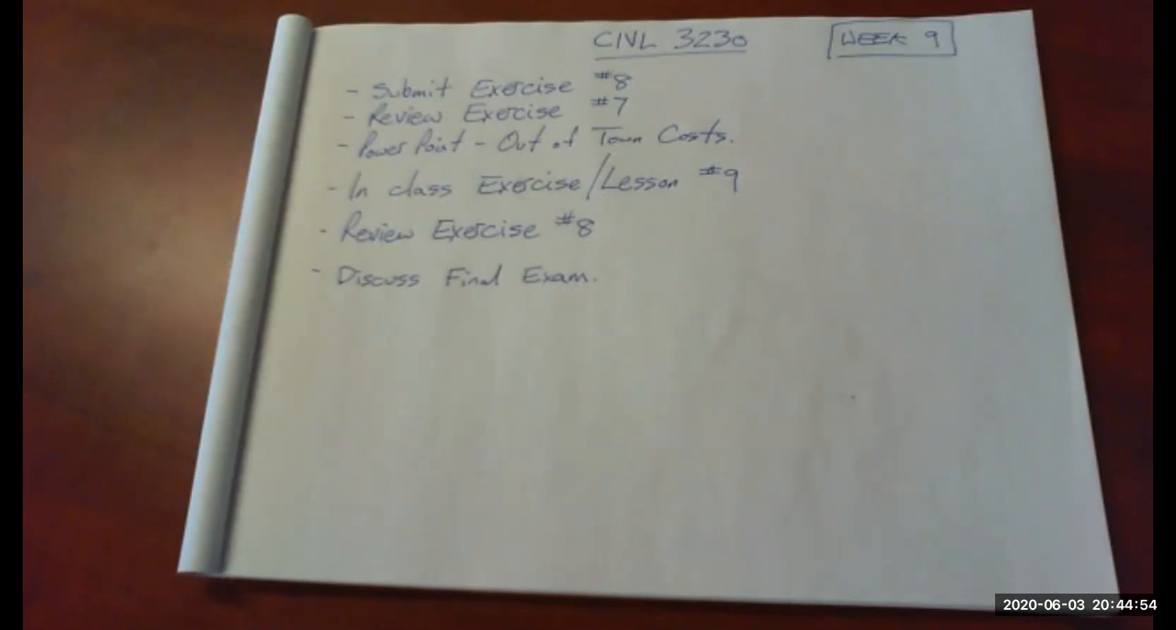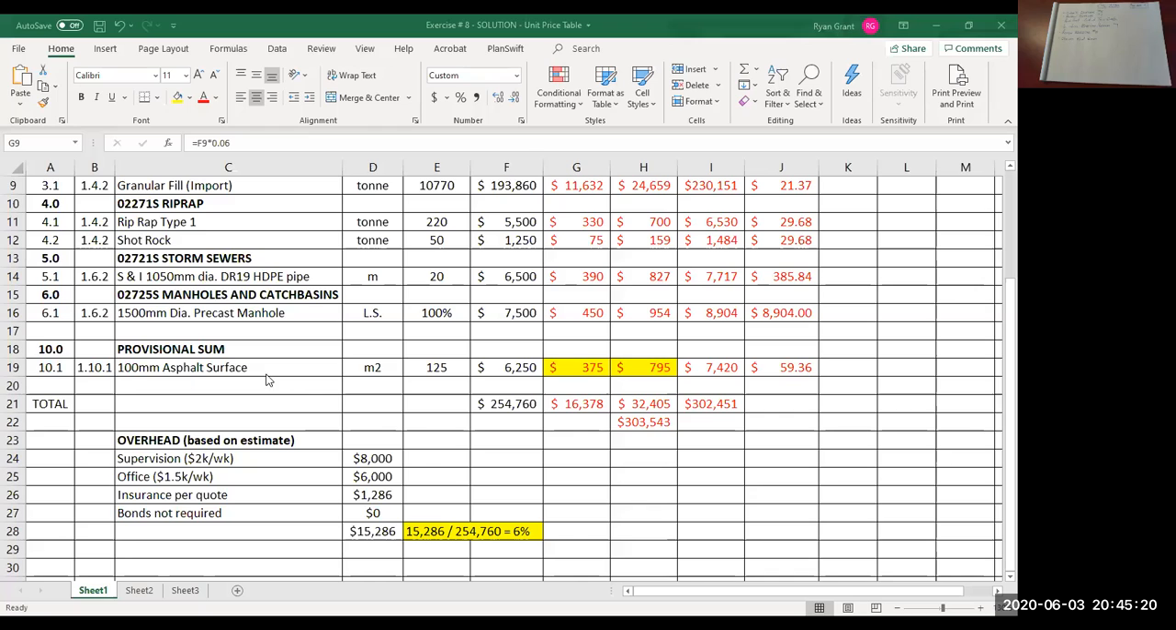So this divided by that, and then times that. Oh, I haven't shared that. Thank you. I haven't shared my spreadsheet. Here we go. Now can you see?